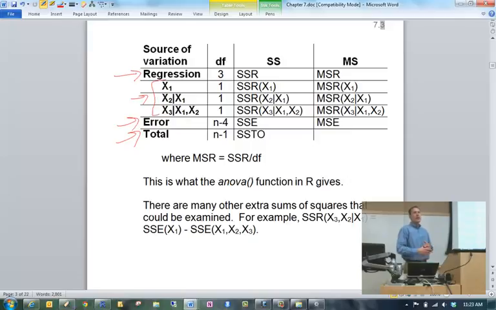Now note here that there are many other different versions of these SSRs that you could have. So for example, one could look at SSR of, let's say, x2 and x3 given x1's in the model. One could look at SSR of x1 given x3. One could look at those two. It's just often convenient to go in numerical order, and that's why I did that there.